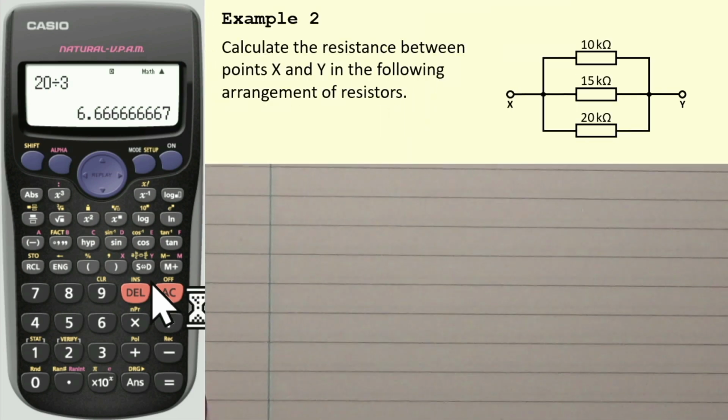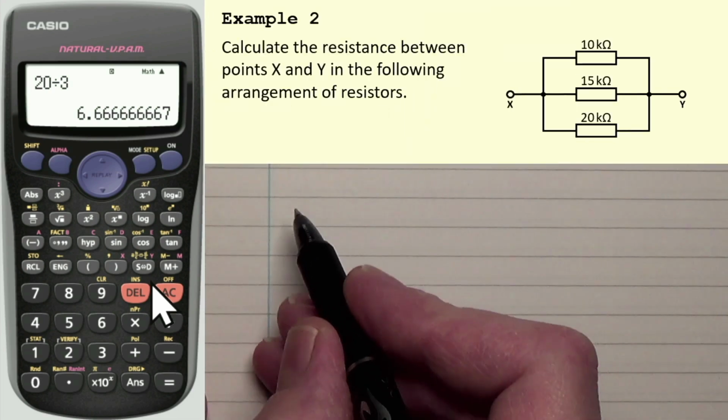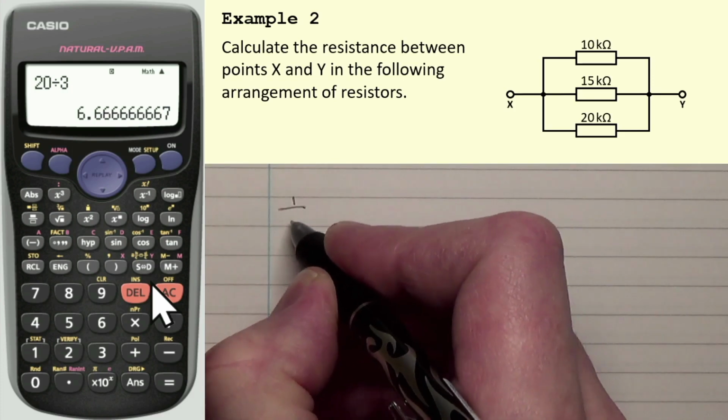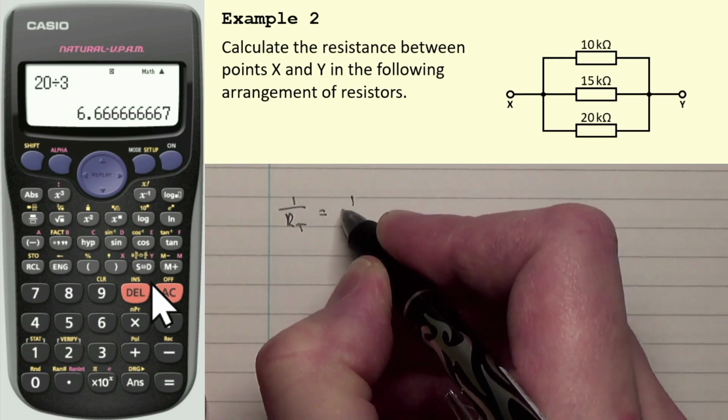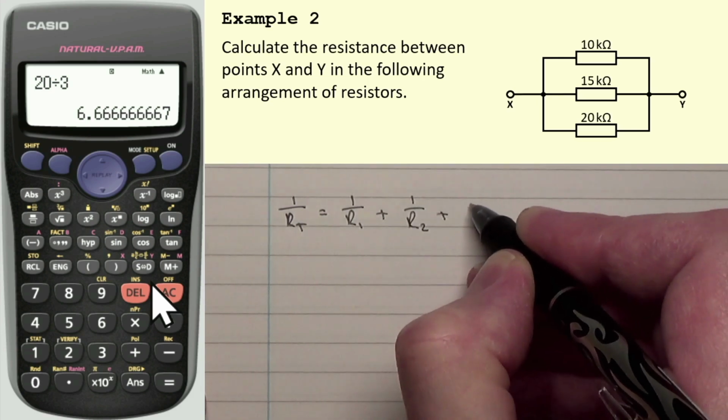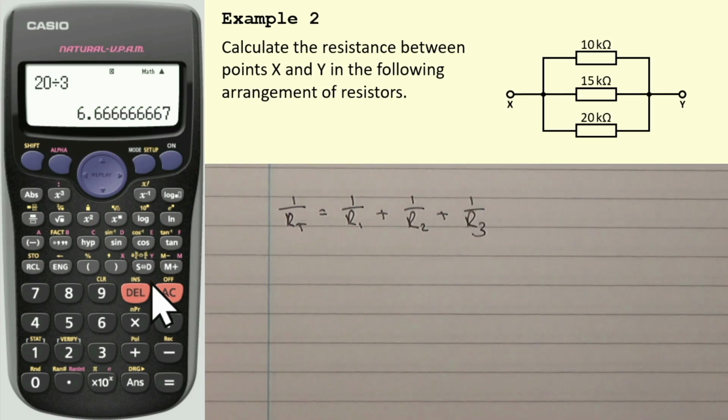So the next example is again we're going to be using this equation. 1 over RT is equal to 1 over R1 plus 1 over R2 plus 1 over R3 in this case. We've now got 3 resistors. But the question says calculate the resistance between points X and Y in the following arrangement of resistors. I'm getting deja vu, sounds a lot like the last question. The only difference is, of course, that the resistances are in kilo ohms.